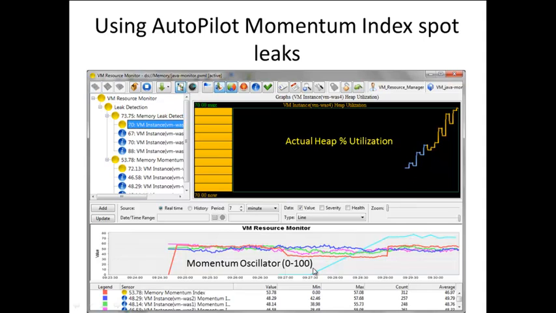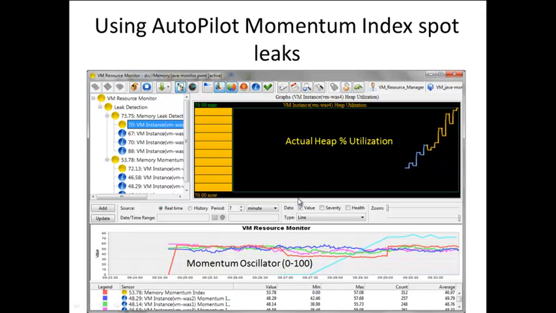What we've done here is use the momentum oscillator, which is one of the analytical indicators that AutoPilot uses to determine the speed and momentum of a specific set of KPIs. In this case, we're using a heap utilization KPI to determine, from 0 to 100, how close you are to 100%, as well as how quickly the KPI changes. The measurement we use is called the momentum oscillator.